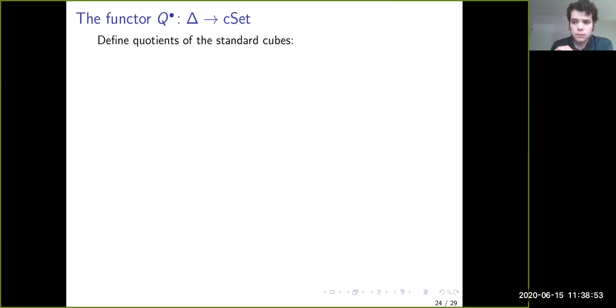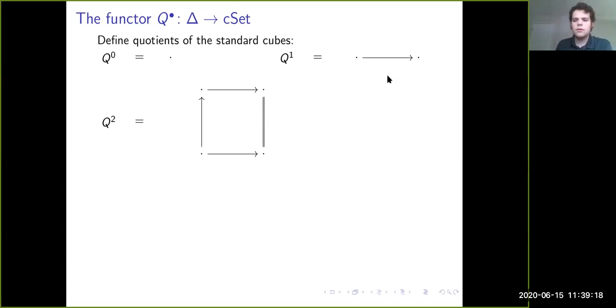So I'll talk a bit about this functor Q and how we define that. So we define certain quotients of the standard cubes to be the image of this functor on the standard simplices. So we have Q0, that's just exactly the same thing as box 0, it's just a vertex. And then Q1, again, is just box 1, just an edge. Now Q2 is a certain quotient of the standard 2 cube, where we take this edge on the right here and quotient that down to a single vertex. So you can see that in doing this, we obtain something which really resembles a 2 simplex.